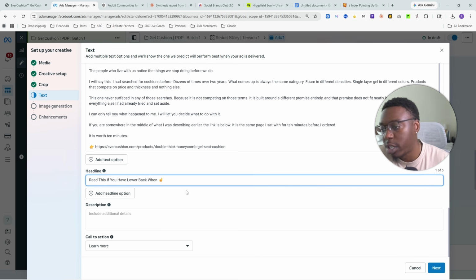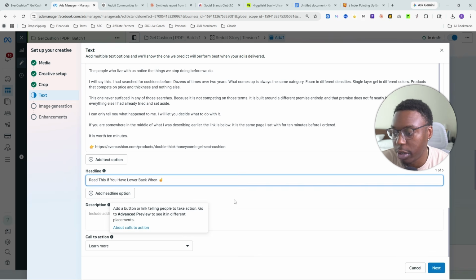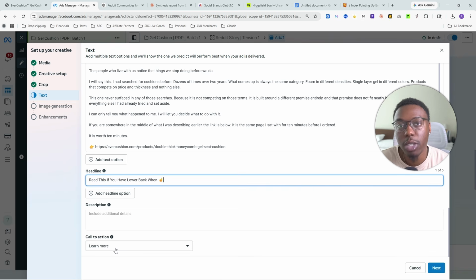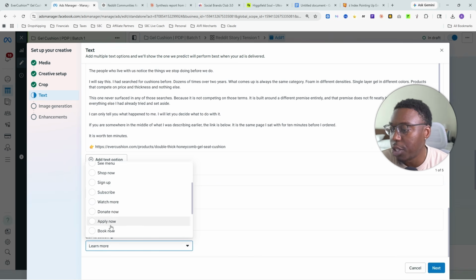There are other ways you can test this. If you wanted to create a couple different headline variations, up to you. This next point is important as well. Because we're sending this to the product page, a lot of times I like to just do shop now.